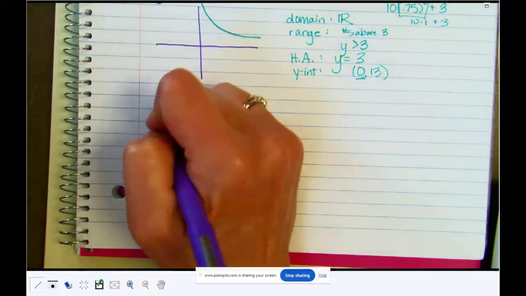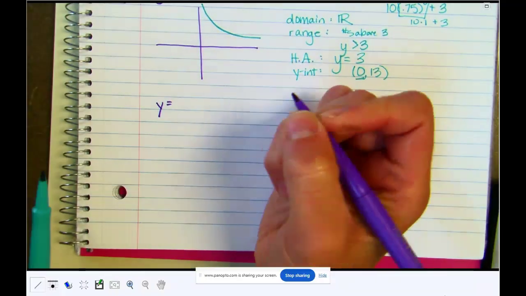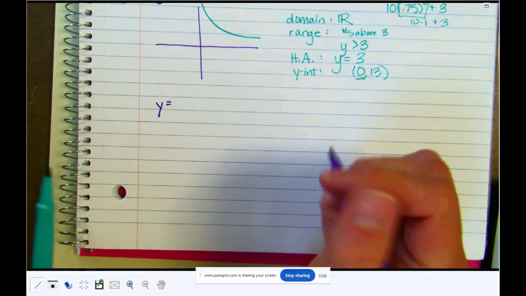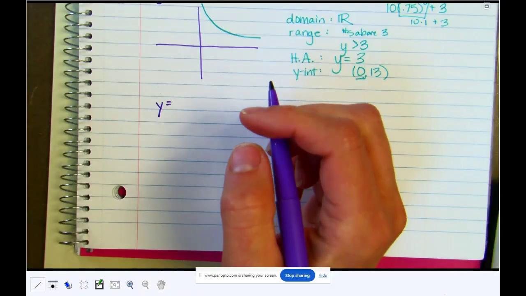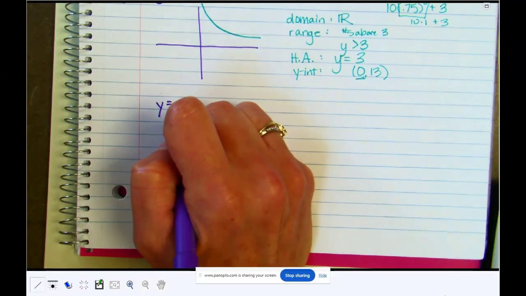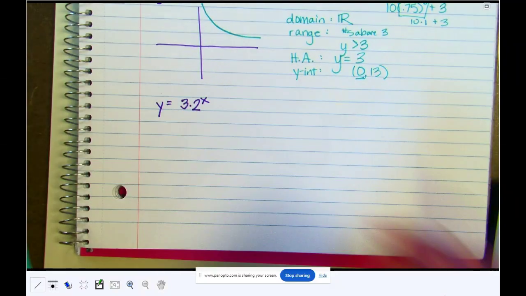Okay, let's try this one. So you can clear out your calculator. Let's do y equals 3 times 2 to the x power.